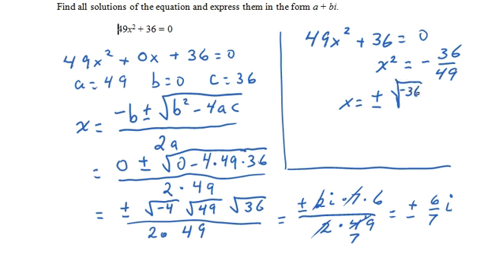of negative 36 over 49, which is plus or minus the square root of negative 1 times the square root of 36 all over the square root of 49, which is plus or minus i times 6/7, or 6/7 i. Both of these methods are quite acceptable.